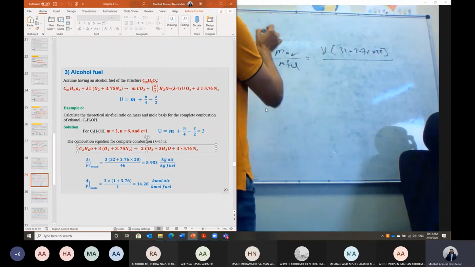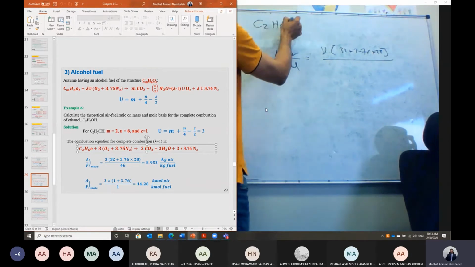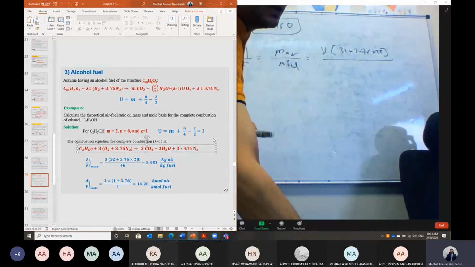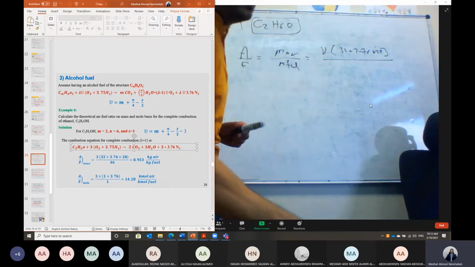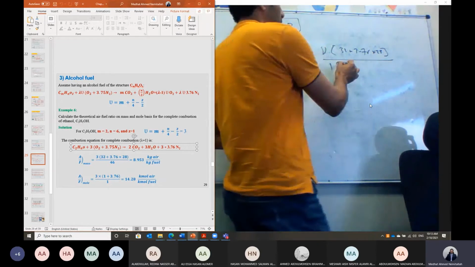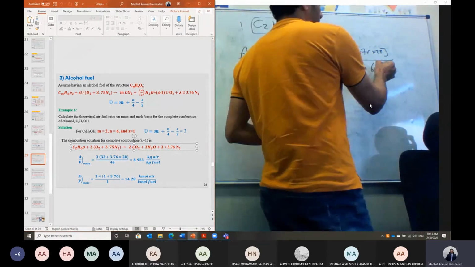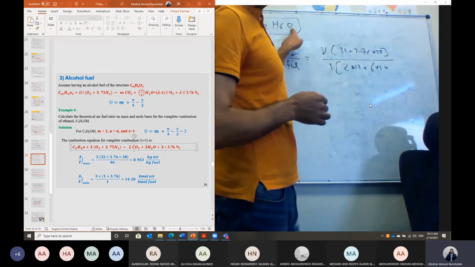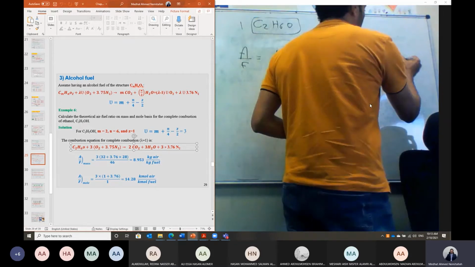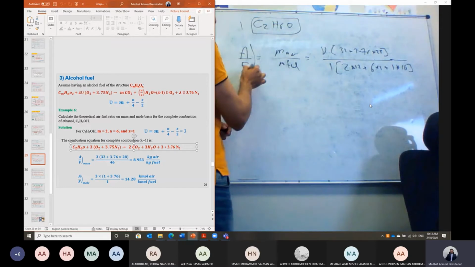But for this fuel, we have C2H6O. This is actually the fuel. And we write down the equation per 1 kilomole of this fuel. So in this case, the mass of the fuel will equal 1 multiplied by C2, so 2 multiplied by 12, plus H6, so 6 multiplied by 1. Don't forget we have 1 O, so this is 1 multiplied by 16 in this case. And this is the air to fuel ratio. We call it theoretical, or we call it stoichiometric.